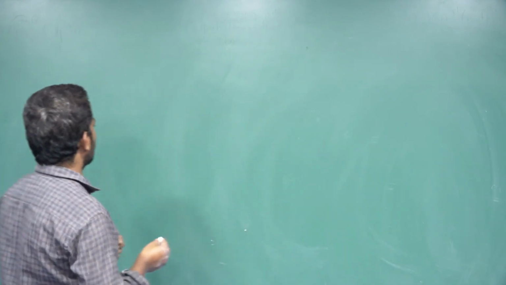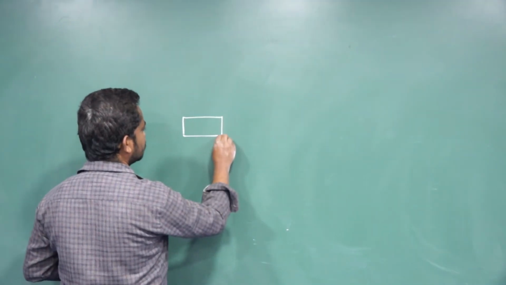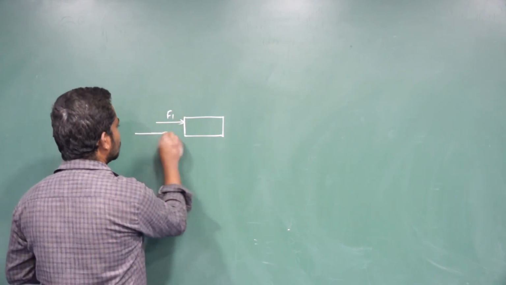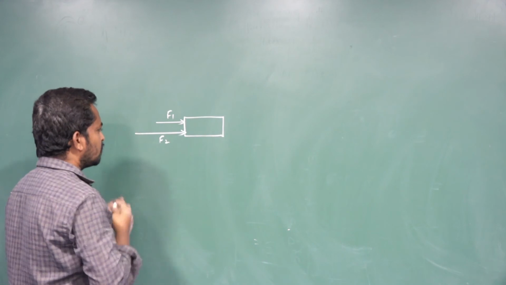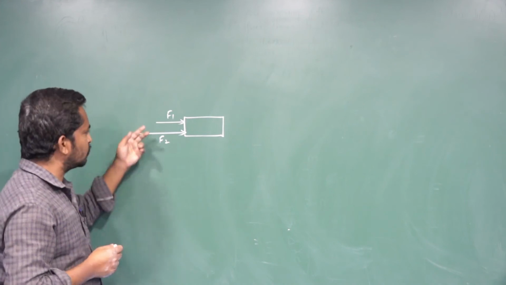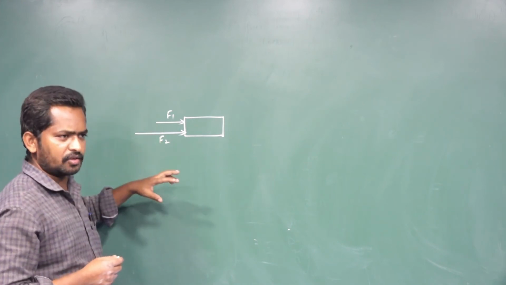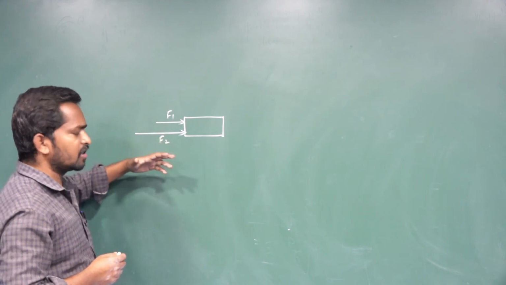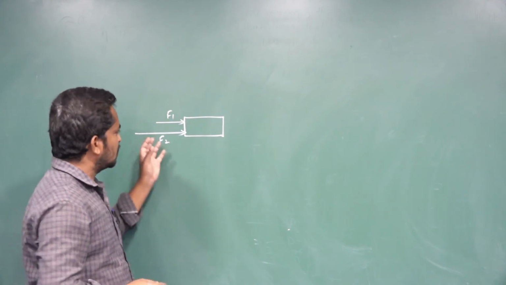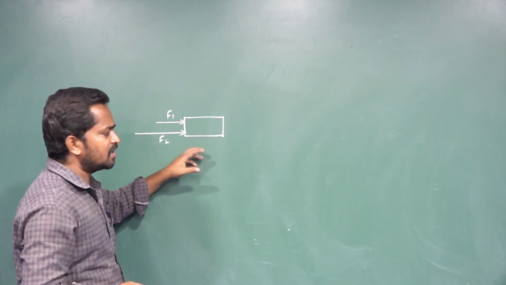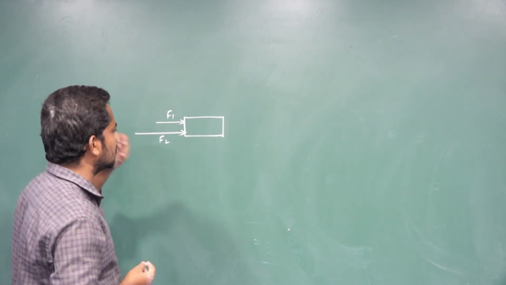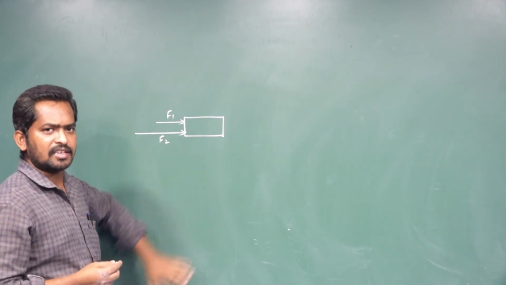Simple example. For example, one object, one force F1 acts on it. Another force F2 acts in the same direction. I want to calculate the resultant force. If two forces of equal or unequal magnitude act in the same direction, they are called like parallel forces. The resultant force is called like parallel force.